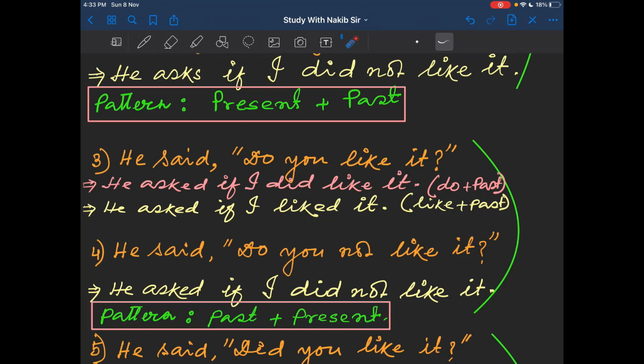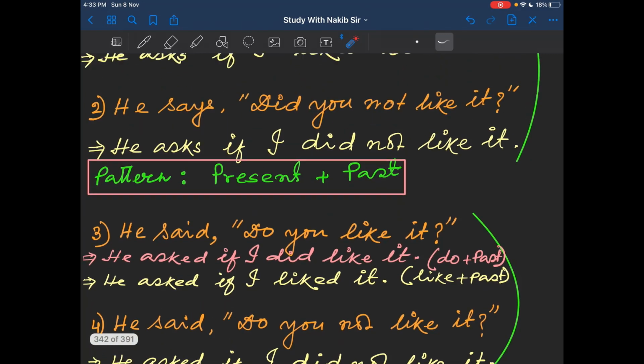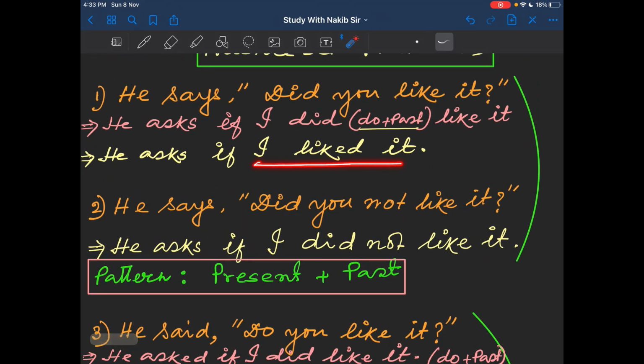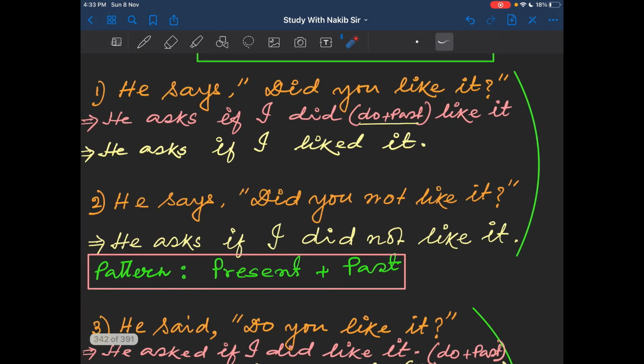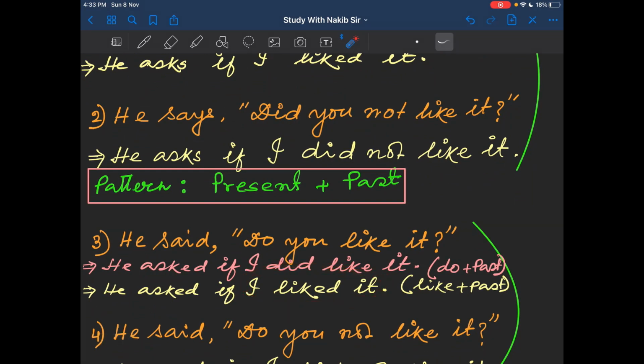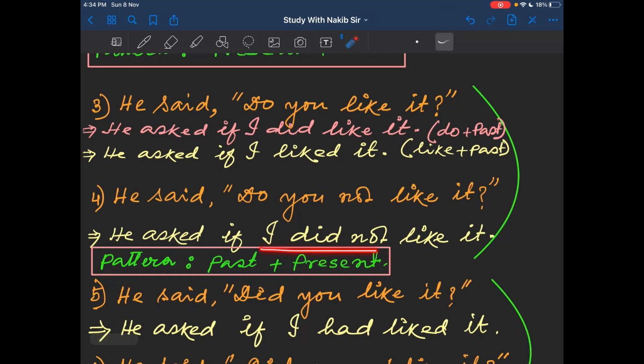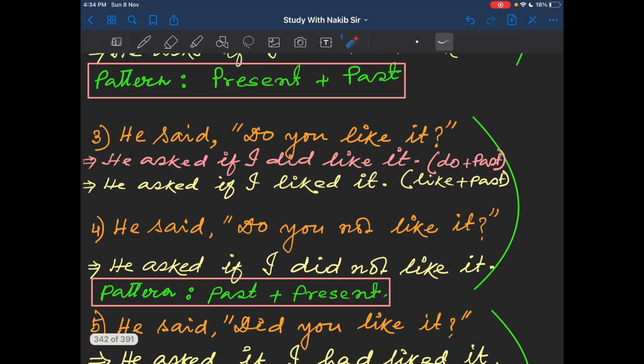One interesting point is here for you to note. The reported speeches in the first and the third answers are the same, and the reported speeches of the second and fourth answers are the same. Here in the third answer, see the reported speech, I liked it, and in the first answer the reported speech is I liked it. And see the reported speech of the second answer, I did not like it, and the reported speech of the fourth answer, I did not like it. They are the same, though the patterns are different. Here the pattern is present and past, here the pattern is past and present.